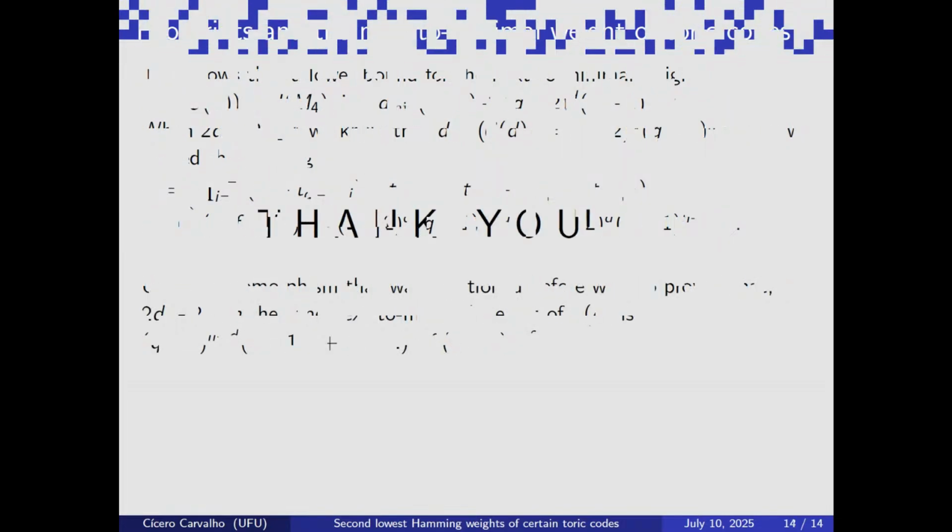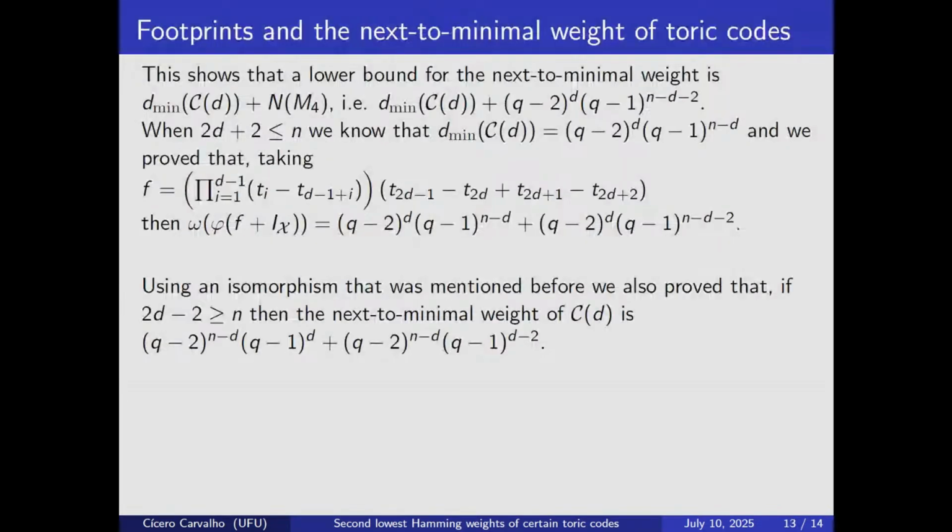And if 2d minus 2 is greater than n, then using the same isomorphism that Daniel Havaminian and friends used, we have that the second lower bound is also the same. You just change d by n minus d. So here we are missing some values of d. Depending on the parity of n, we miss one or two values of d.